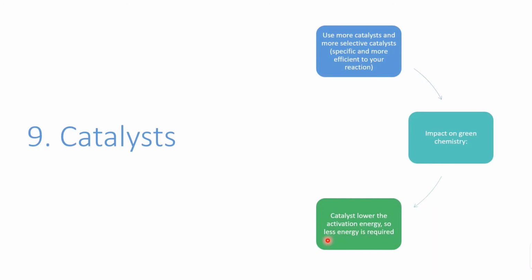So the less energy required means that less harmful pollutants are created when we produce this energy. So we're producing less pollutants by producing less energy. And using catalysts generally produces less waste, and this is because we can reuse our catalysts.